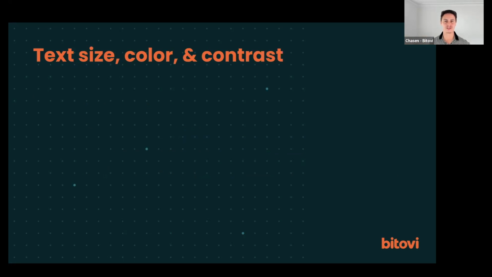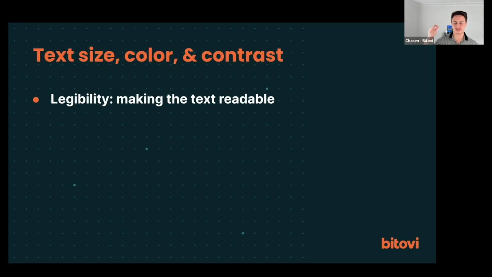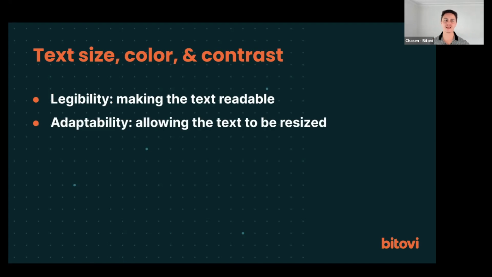Next, I want to talk about text size, color, and contrast. All three of these are related. So first, I'm going to talk about legibility, which means making text more readable, right? Legibility is actually being able to read the characters, see the characters, and understand them. Adaptability, allowing the text to be resized.